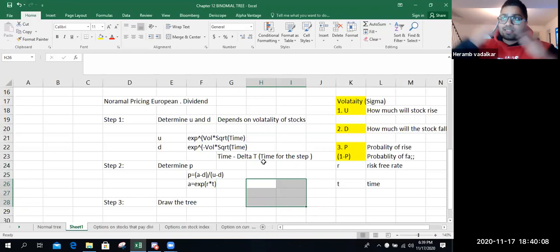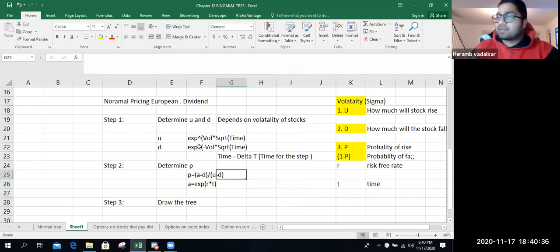If it is a 3-stage model and it's a 3-year option, each stage comprises 1 year, so time becomes 1. If it is a 6 months option and it comprises 1 step, then its time is 6 months. So whatever the step time is, that you have to consider, not the total time. So T is delta T, or step time. It will be more clear when we start solving.